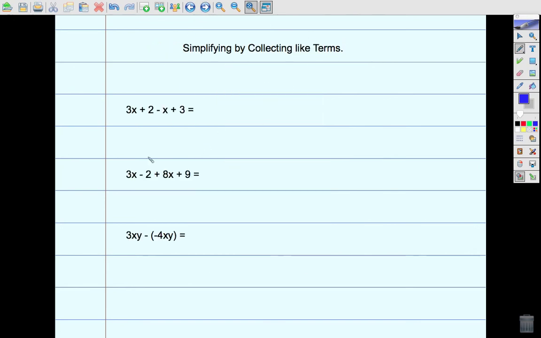So we'll use a couple examples. We're going to simplify by collecting like terms. So here I have 3x to the first. Like I said, don't worry about the coefficient out front first. We want to make sure that we have the right exponents. So I have 3x to the first plus 2 minus x to the first plus 3.